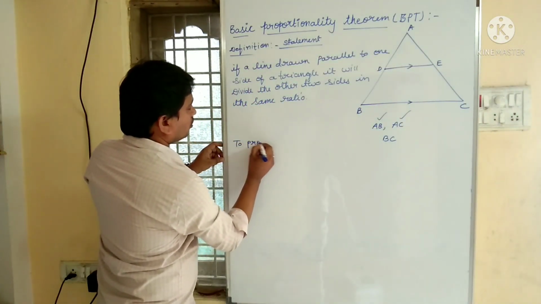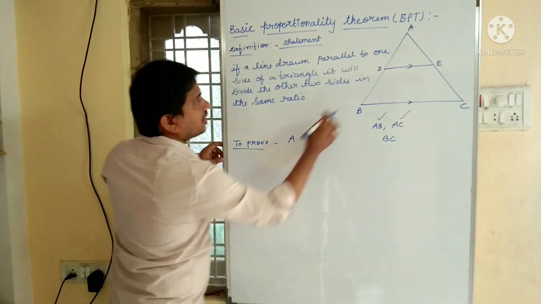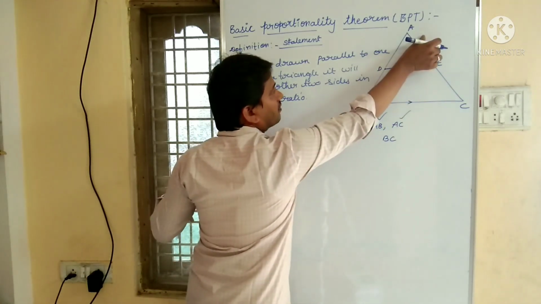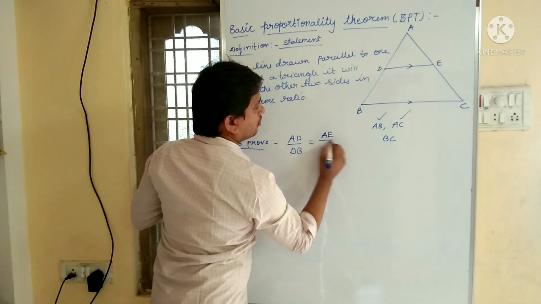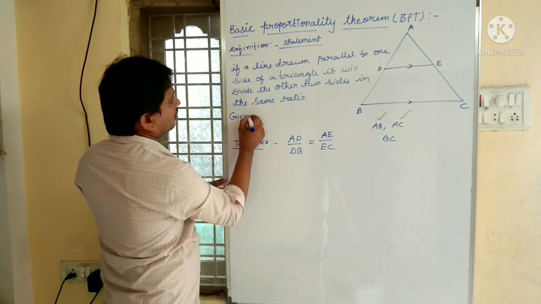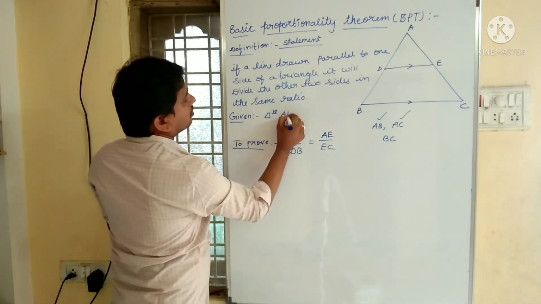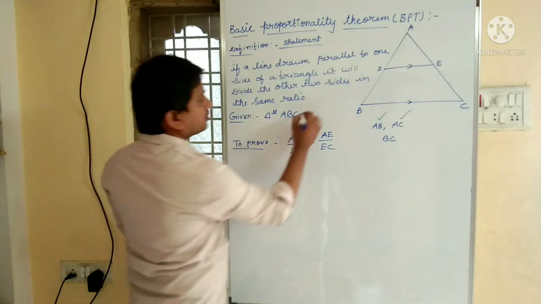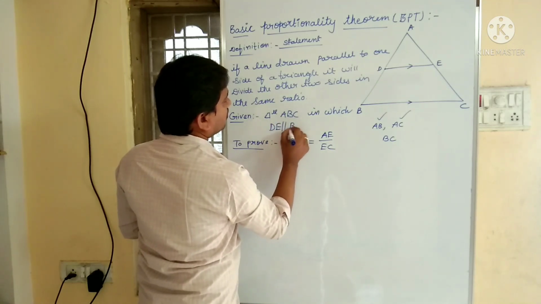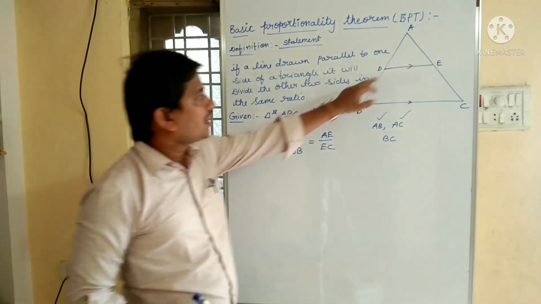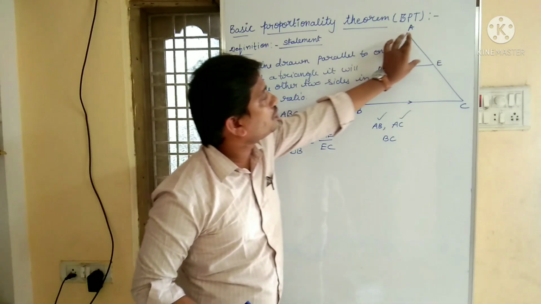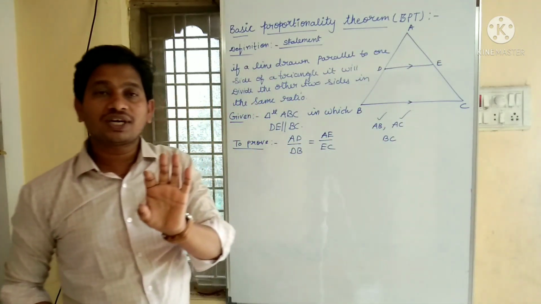What we need to prove? To prove AD by DB is equal to AE by EC. That we have to prove. So children, what is given? Given triangle ABC in which DE is parallel to BC. Given line DE is parallel to BC and we need to prove that AD by DB equals AE by EC. That is called the basic proportionality theorem.